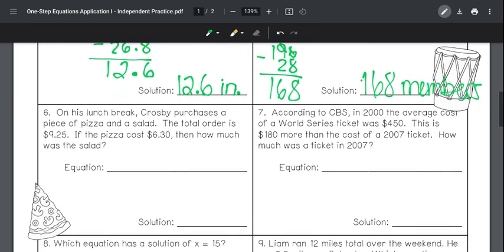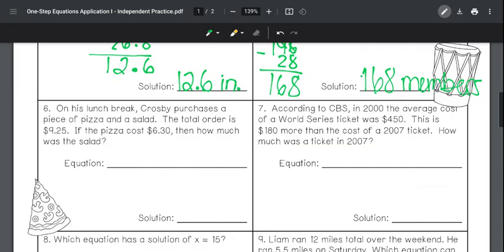All right, number 6. On his lunch break, Crosby purchases a piece of pizza and a salad. The total order is $9.25. If the pizza costs $6.30, then how much was the salad? Well, I know the pizza was $6.30 plus something for our salad has to give us our total of $9.25. Okay, so to figure out x, we need to get rid of these $6.30.